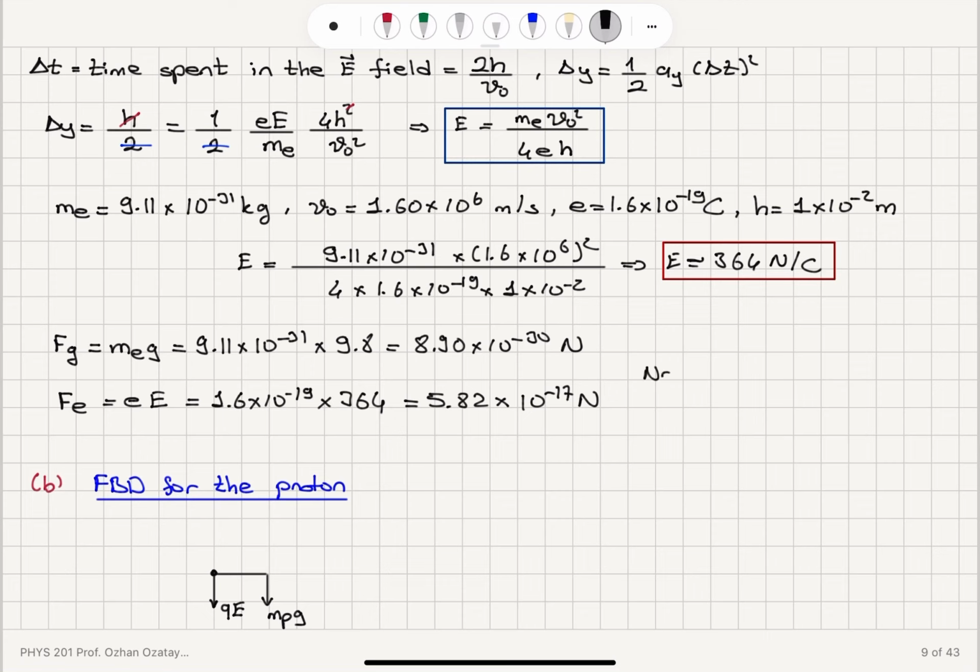So I note that indeed the electrical force is much greater than the gravitational force. So my assumption about neglecting Fg is correct. Fg can be neglected in this calculation. The weight of the electron can be neglected in this calculation.